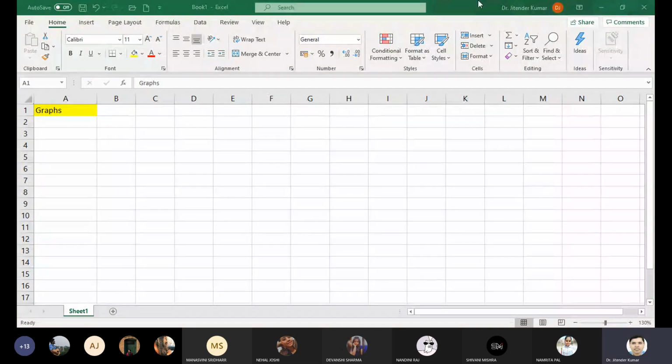Yes, Ishita. With the help of graphs, we can also analyze a large amount of data in a small diagram, and compare data of different months or different years.